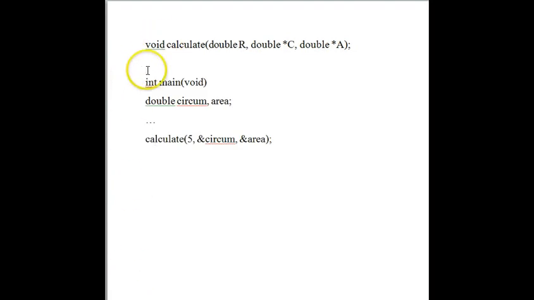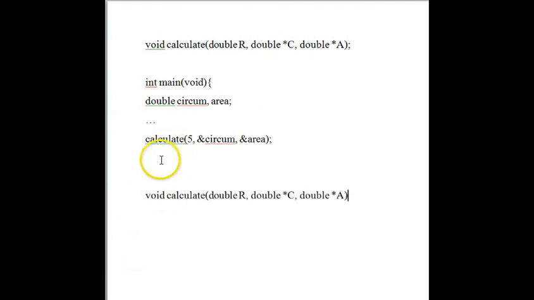Okay, well, suppose later on in the file we have our program which is called main, and that we define in there a double called circum and a double called area, and then we have a few more statements, and then we call calculate, that's our function, with the value of 5 for R. The address of circum is going to go in here as the pointer variable, and the address of A, or of area, is going to go in here as the other pointer variable, which is A.